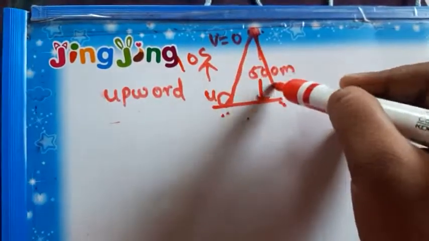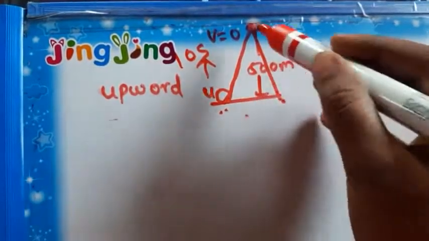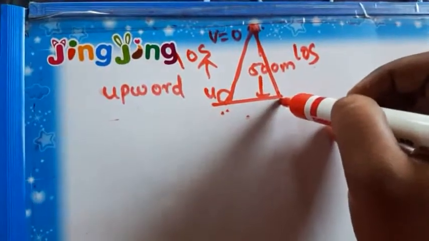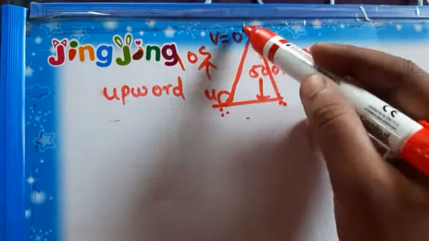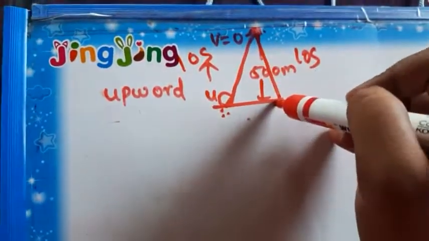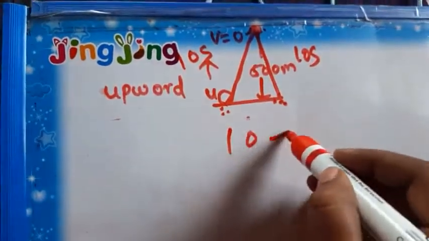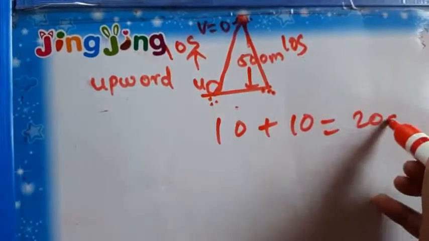It will take again 10 seconds to reach to earth. So total time taken by it will be time to go up and time to come down. So it will be 10 plus 10, 20 seconds.